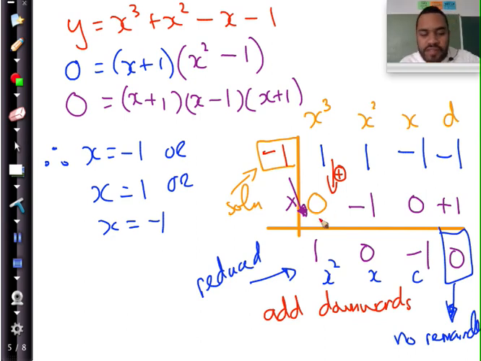Another question there from the WhatsApp: where did the 0 come from? The 0 came from part of the setup. When I set it up, I put everything in orange because those are the things you write down initially. That will never change from question to question.